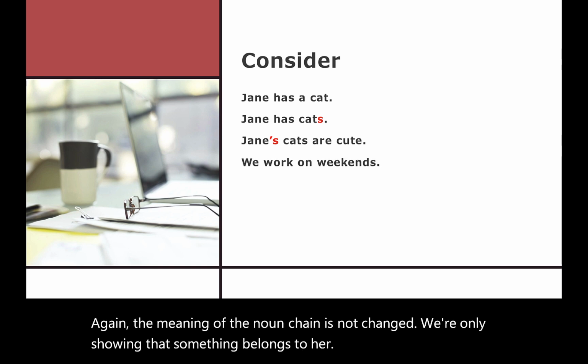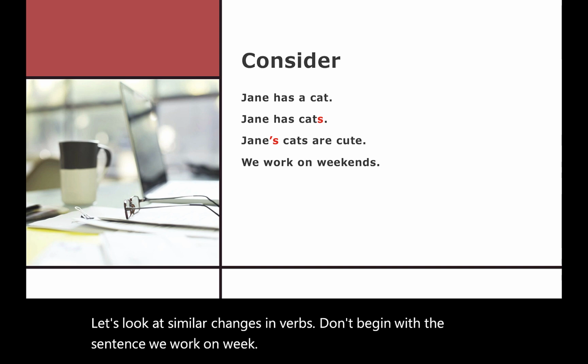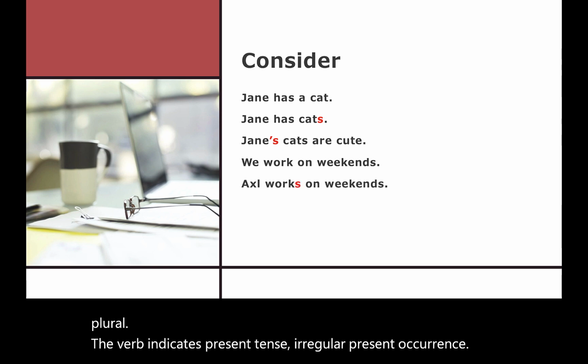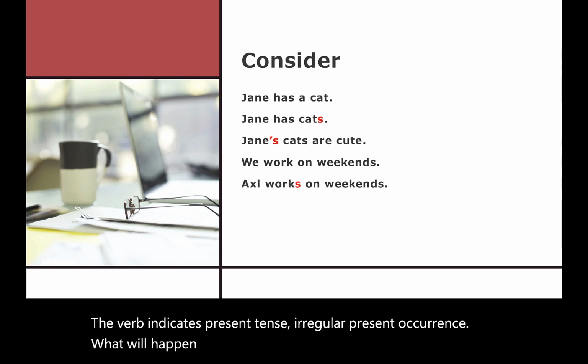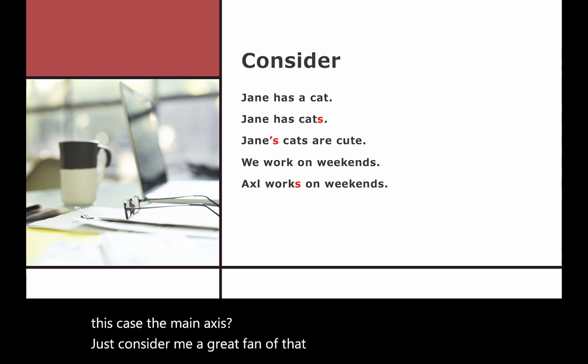Let's look at similar changes in verbs. We'll begin with the sentence, "We work on weekends." The subject pronoun "we" refers to more than one person. It is plural. The verb indicates present tense, a regular present occurrence. What will happen if we change the subject to a singular noun? In this case, the name Axel.